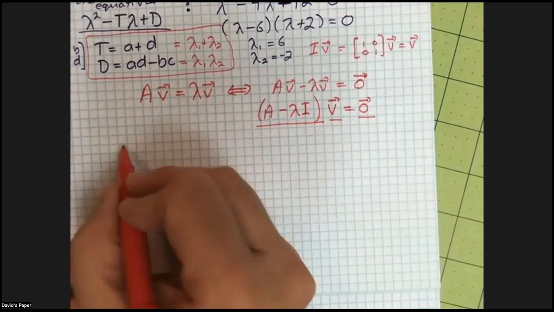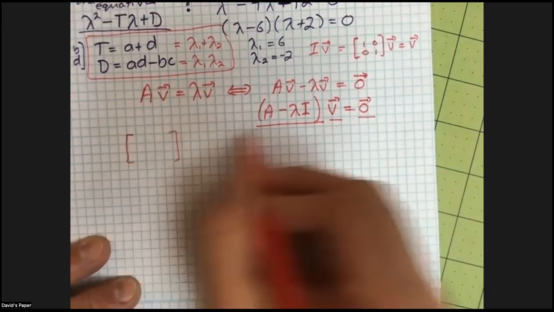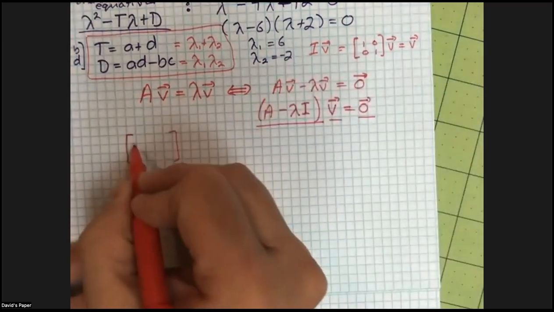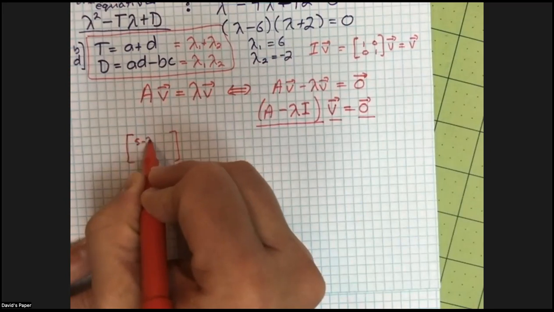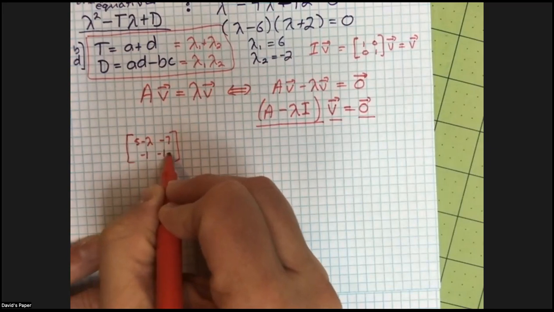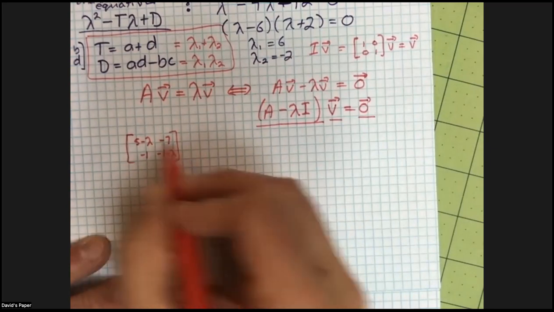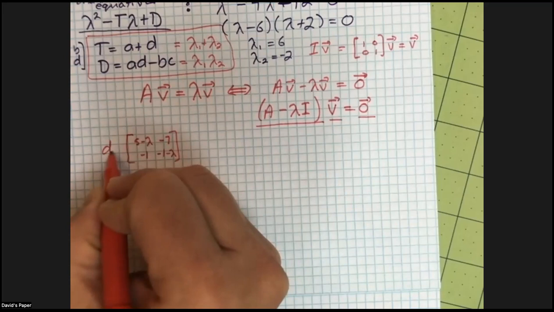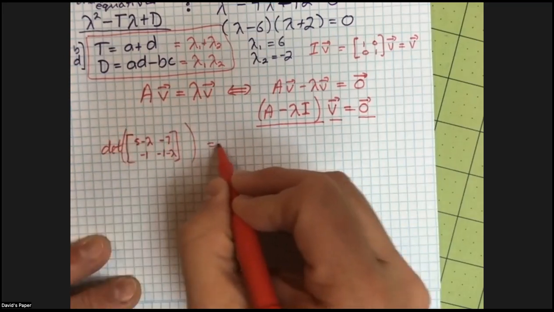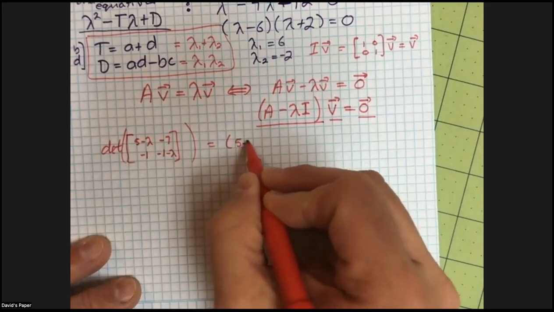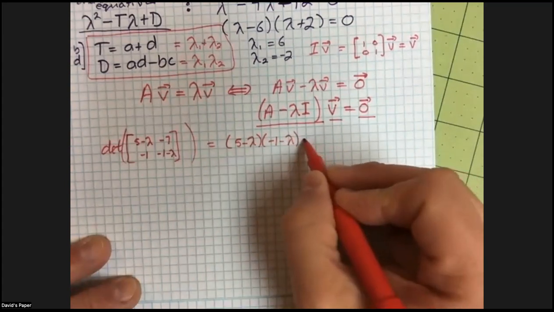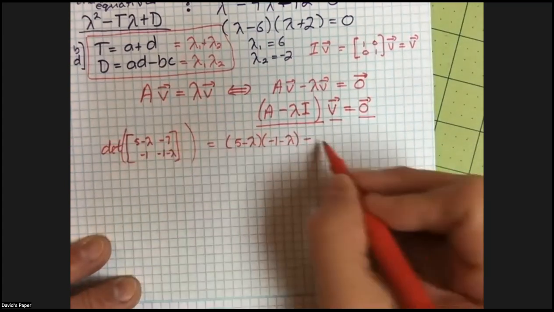Now let's work out the determinant of that matrix with the lambda in the place. Pretend you didn't know these two lambdas. So you'd say 5 minus lambda, minus 7, minus 1, minus 1 minus lambda. So what's the determinant of that matrix? Well, it's AD minus BC, which is 5 minus lambda times minus 1 minus lambda, subtract minus 7 times minus 1, subtract 7.